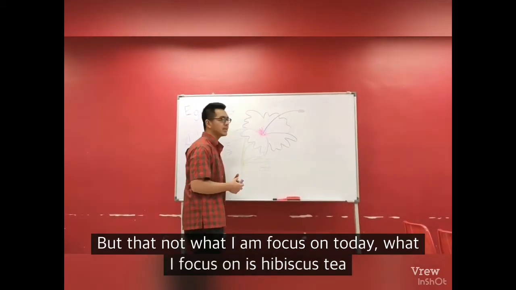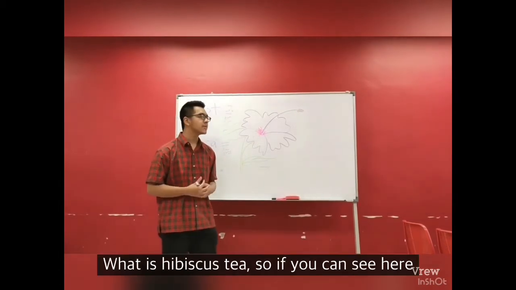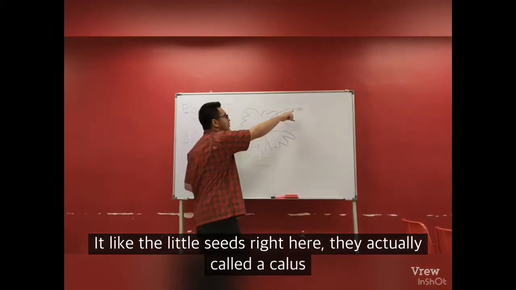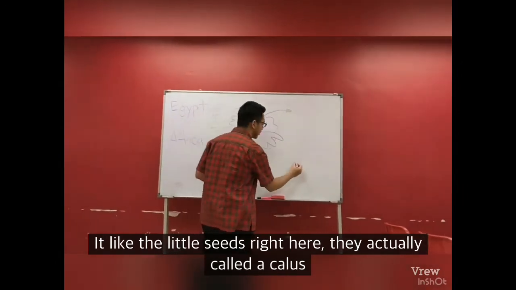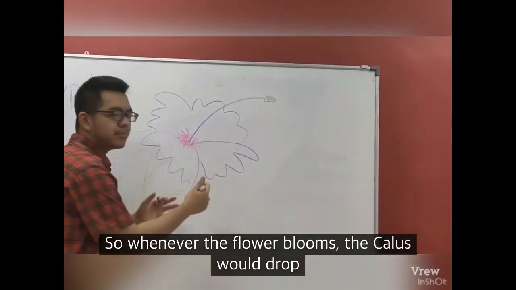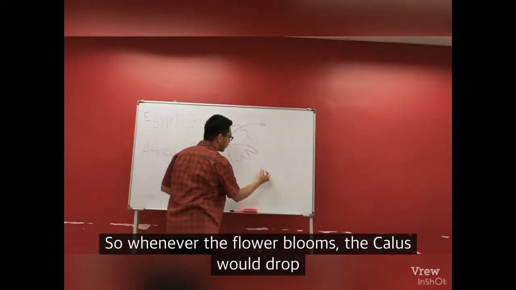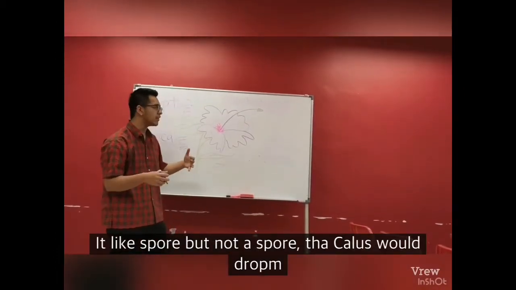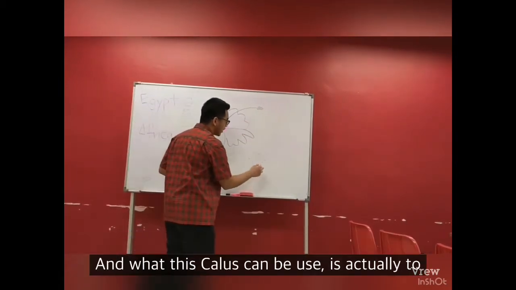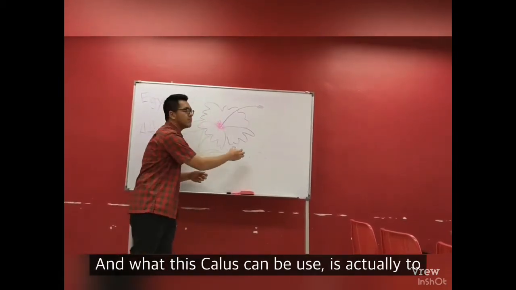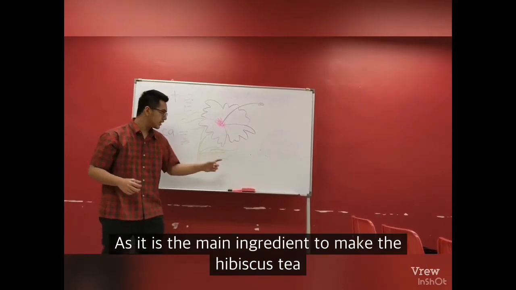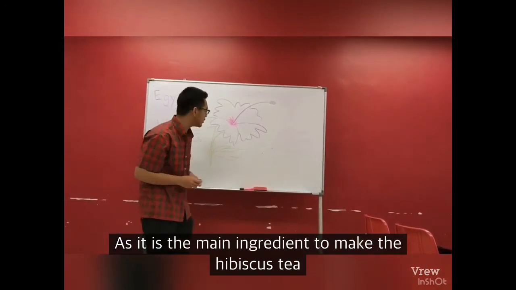What I want to focus on is actually hibiscus tea. What's hibiscus tea? So if you can see here, these are little seeds right here. They're actually called the corylus. So whenever the flower blooms, the corylus will drop, kind of like a spore, but not a spore. The corylus will drop, and it is actually the main ingredient to make hibiscus tea.